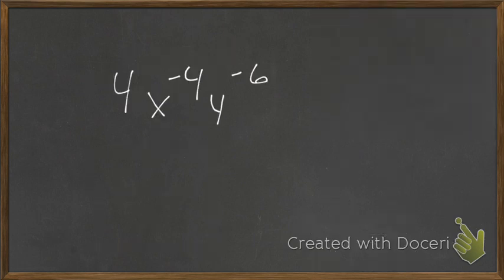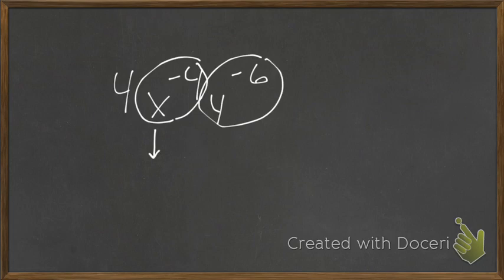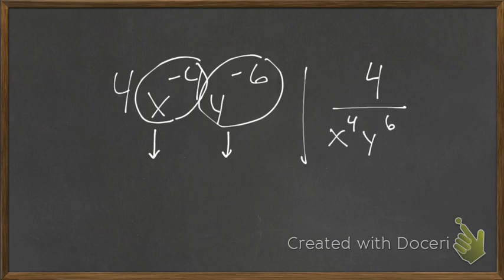Here's another one for you. You might notice we have 2 negative exponents. That means reciprocal, so I'm going to throw those downstairs. That's going to give me 4 over x to the 4th, y to the 6th. That would be the simplified version of this expression.